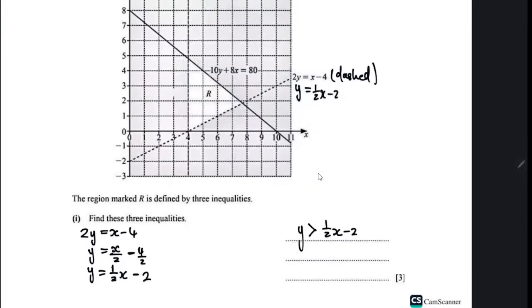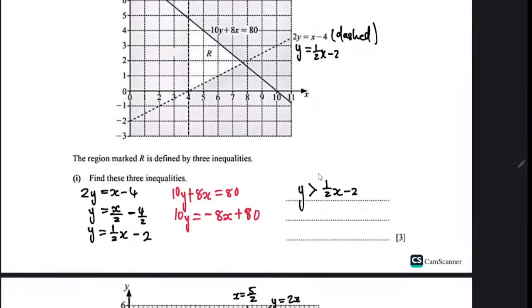Here you can see the region is below. First you say 10y plus 8x is equal to 80. You'd make 10y is equal to, 8x goes to the other side. It becomes negative 8x, plus 80, because 80 was there and it was positive. Take 10 to the other side. Y is equal to negative 8 over 10x plus 80 over 10. Y will become negative 2 into 8, that's 4, into 10, that's 5. Negative 4 over 5x plus 80 divided by 10 is 8.